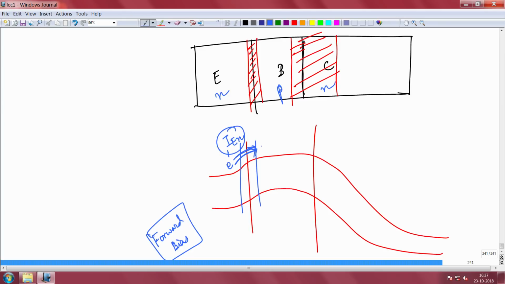The idea is that most of the electrons should reach this edge, so that they are immediately swept away to this side. Whichever electrons have reached this edge will be swept away, and I call that the collector current, IC, because of electrons coming from the emitter. The electrons from the emitter diffuse across the base and get collected at the output, as the output current.